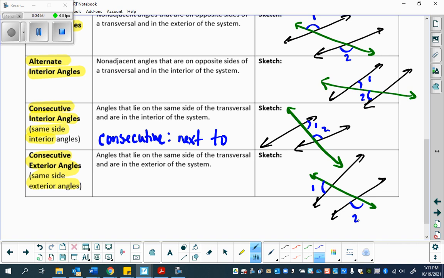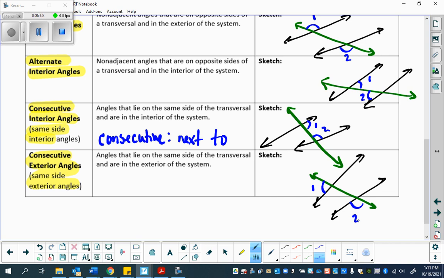Consecutive exterior. What do you think about that? Do you think there's another consecutive exterior? What do you think? I don't know. Yes. Hey, did everybody get a note sheet while I'm walking around? Who said consecutive exterior? Go put it up.